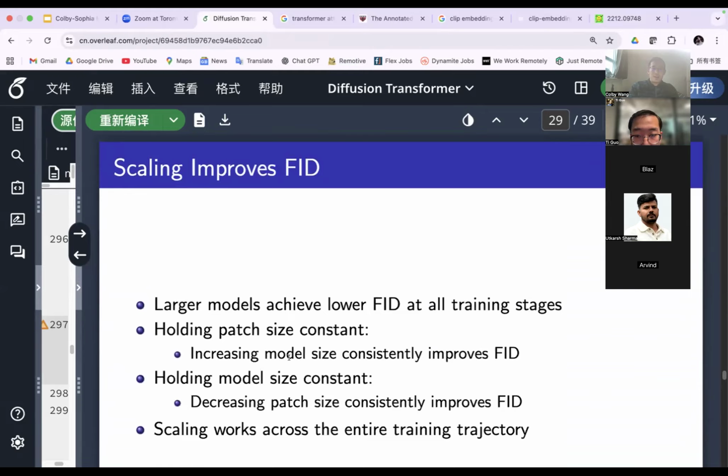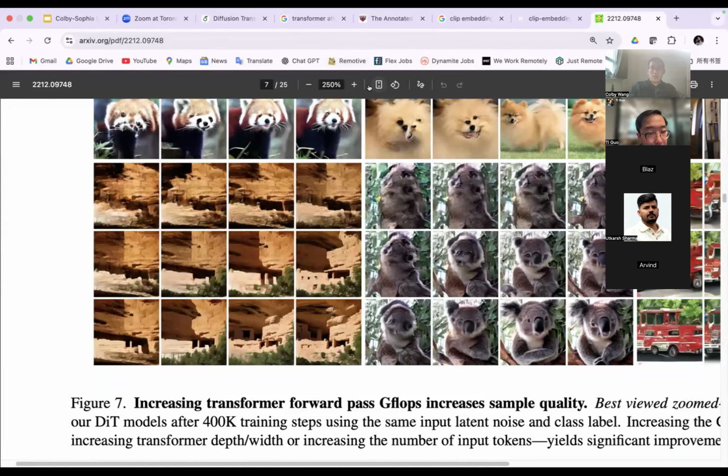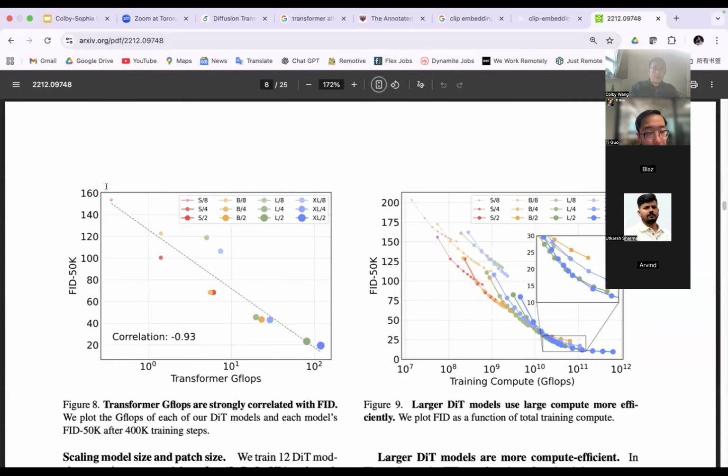So what they find is that the scaling improved the FID score. So we have the diagram. Because for FID, lower is better, the blue squares are actually the XL size, and you can see that as we have a smaller patch size, we get better image quality, like a lower FID score. And typically, smaller patch size will result in more floating point operations.